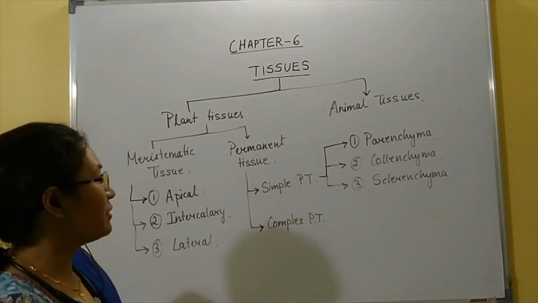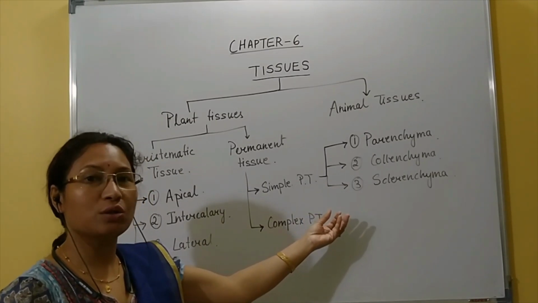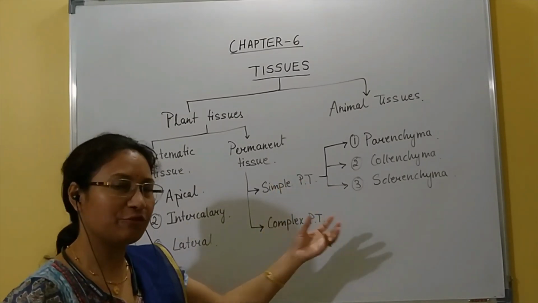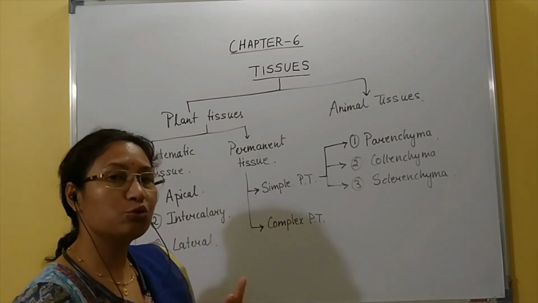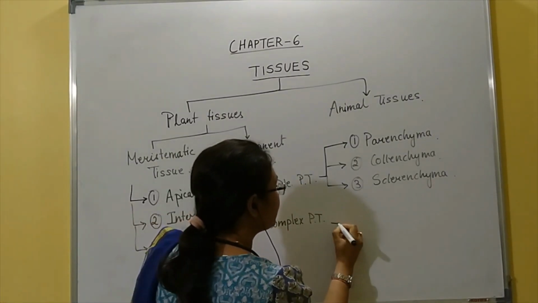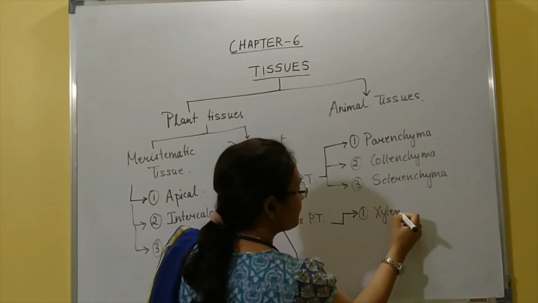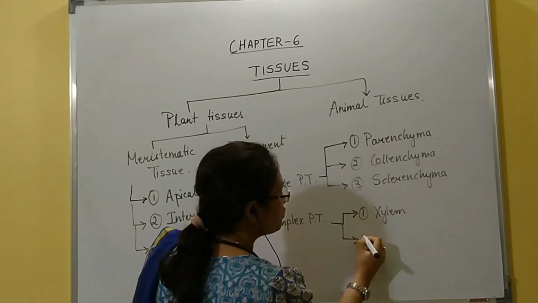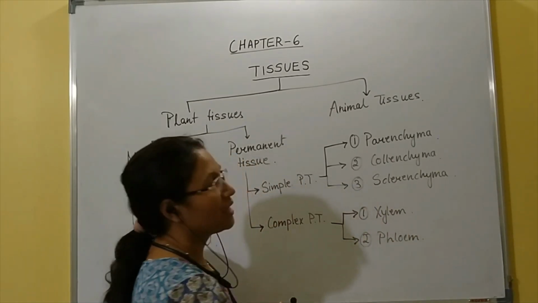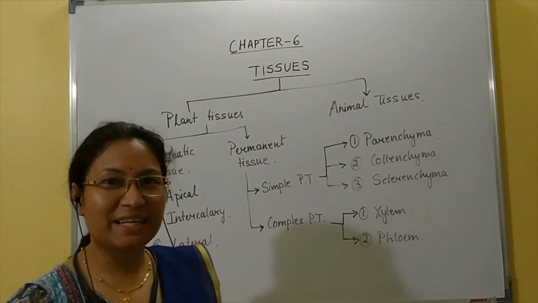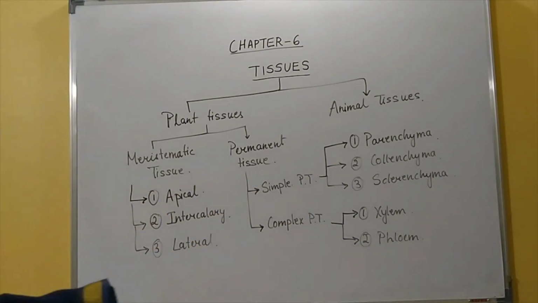Now each of them will have a different structure, and the functional role played by them will be slightly different. Then the complex permanent tissue is divided into two broad types. The first one is the xylem, and the second one is the phloem. So in our next session we will discuss each of them one by one.